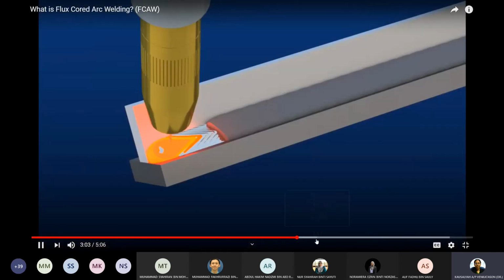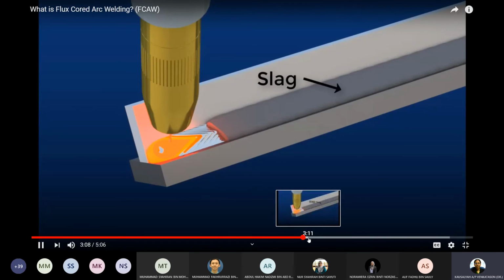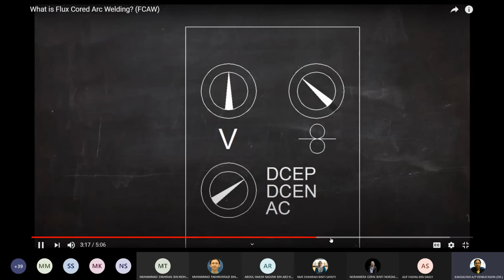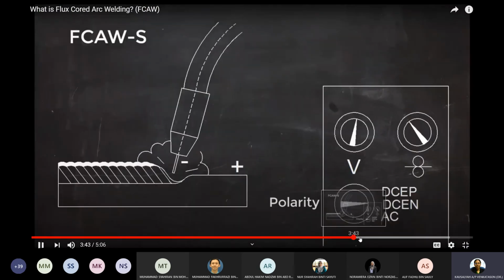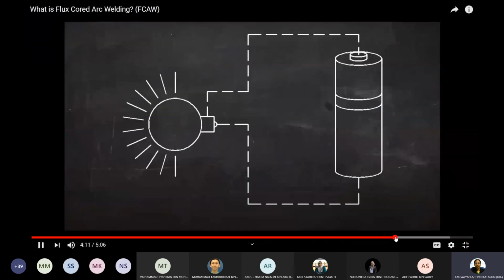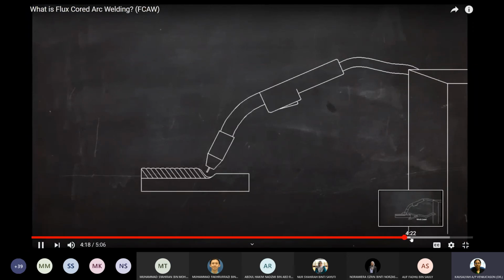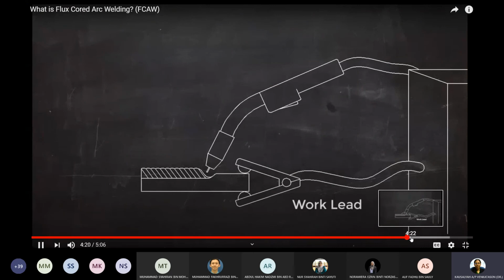In both the self-shielded and gas-shielded processes, the flux forms a thin layer of slag that protects the weld as it cools. This slag also helps the solidifying weld to take a consistent low-profile shape. In flux core welding, all of the machine controls are set on the machine. Current has to flow in a complete circle from the machine to the gun, into the work and back to the machine. A work lead is clamped to the work to complete the circuit from the workpiece back to the machine.